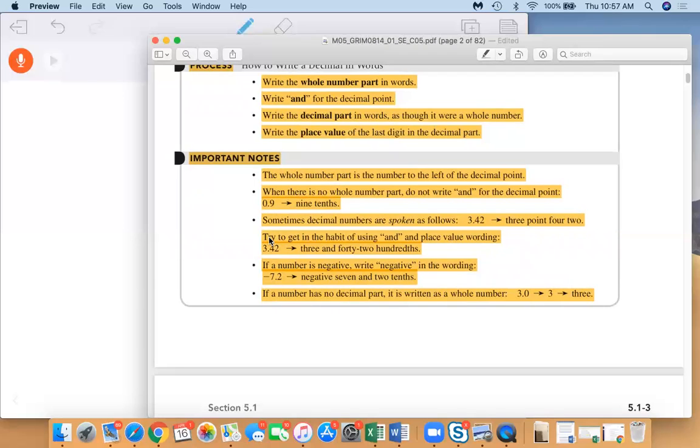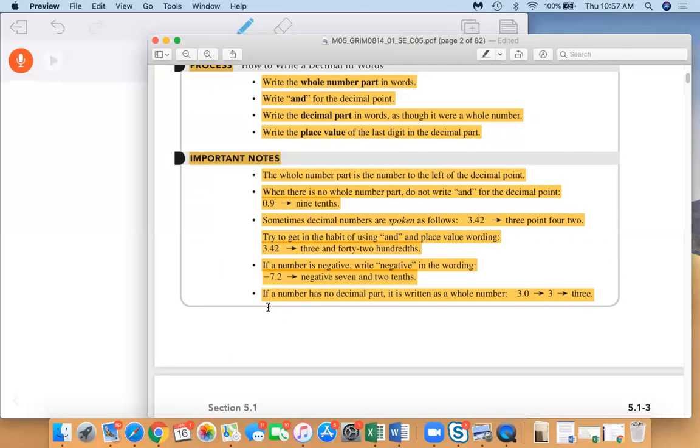Sometimes decimal numbers are spoken as follows, 3.42. Try to get the habit of using "and" and place value wording. So here we have 3 and 42 hundredths. If a number is negative, write "negative" in the wording. So here we have negative 7.2, or 7 and 2/10. So negative 7 and 2/10.